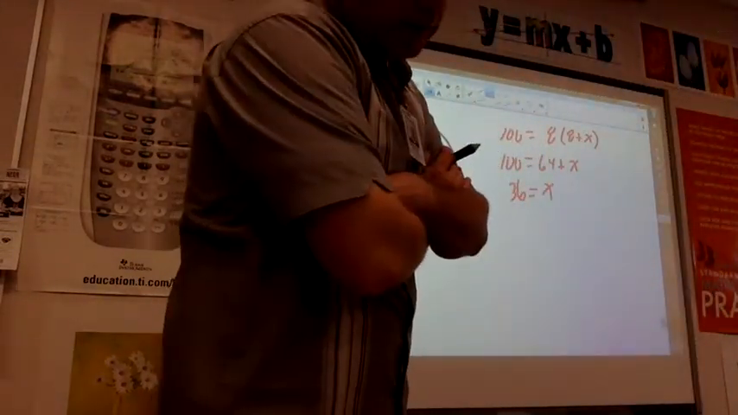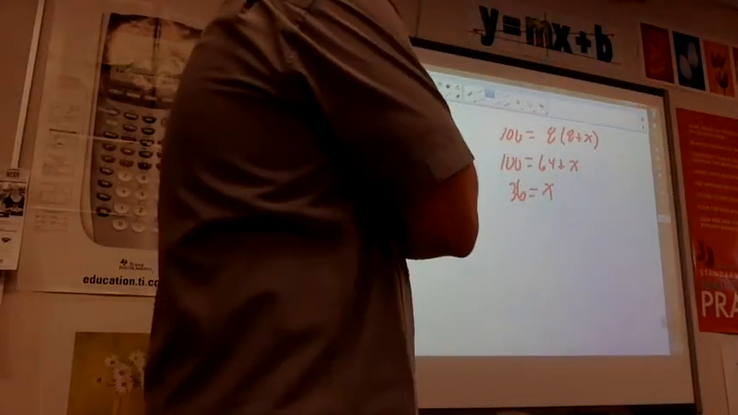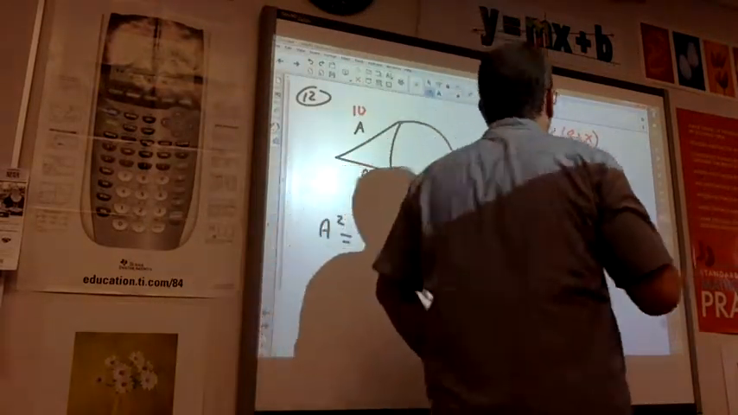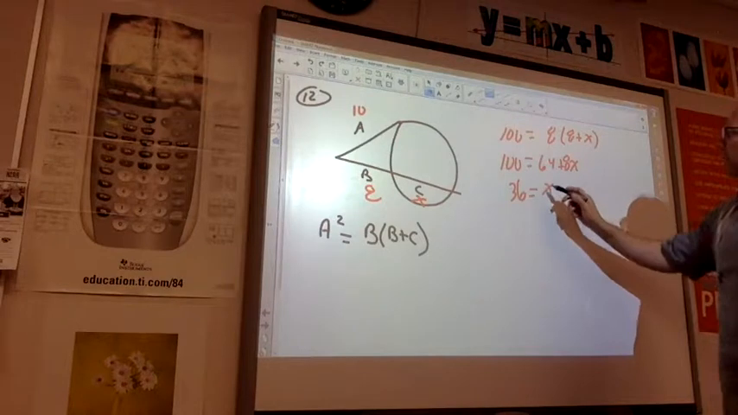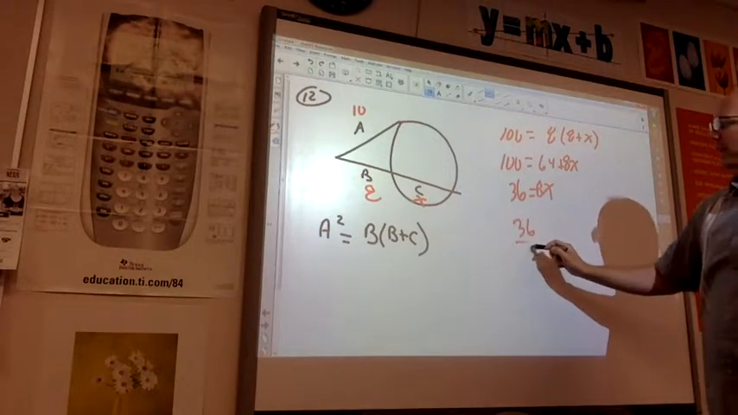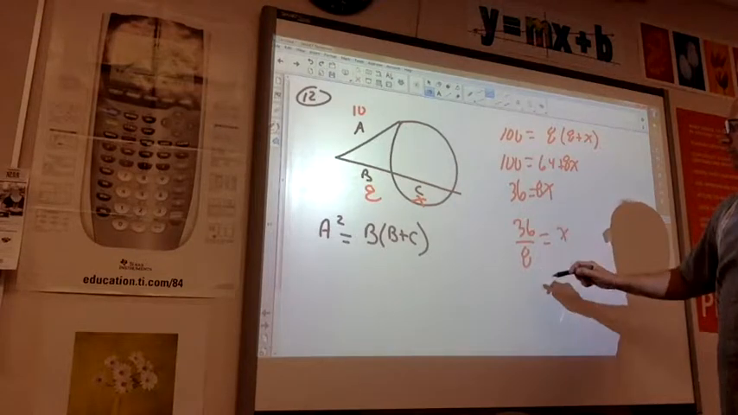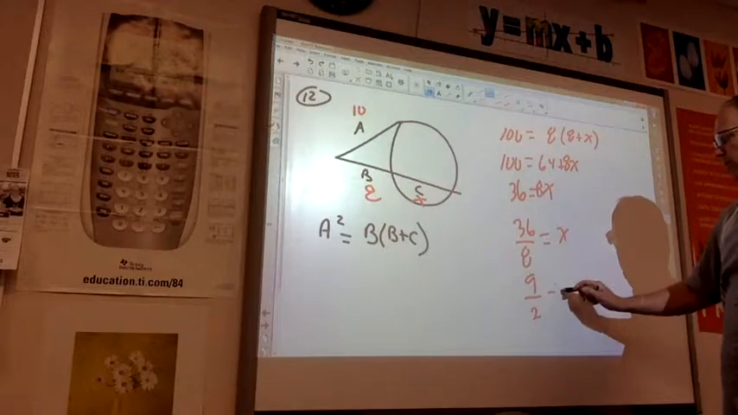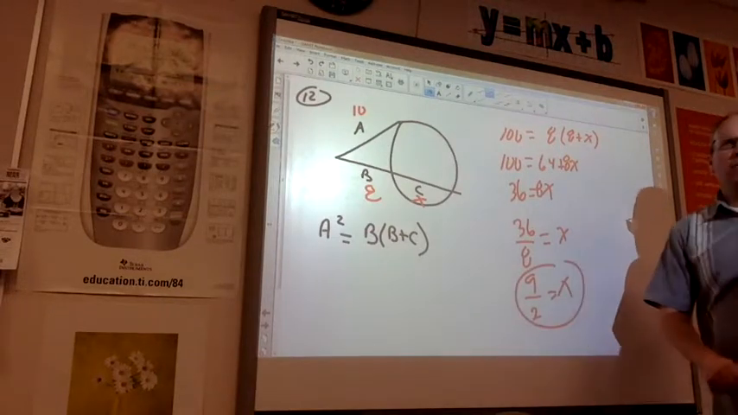Did I not write it right? Oh, thank you. That should be an 8x right there. And that should be 36 over 8. Thank you. What? No, it isn't. Just stay there. It's 9 over 2. All right, we'll review next time some more.